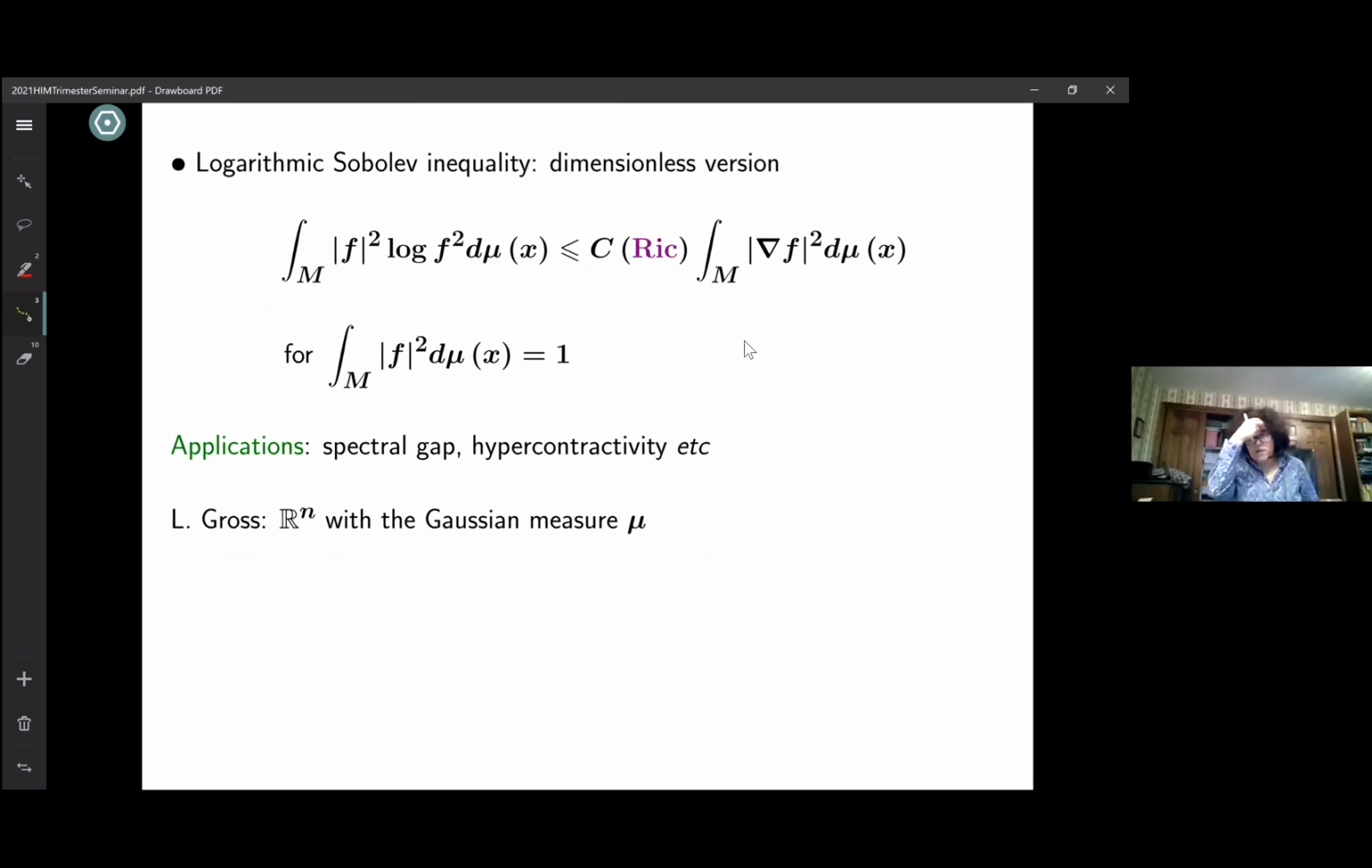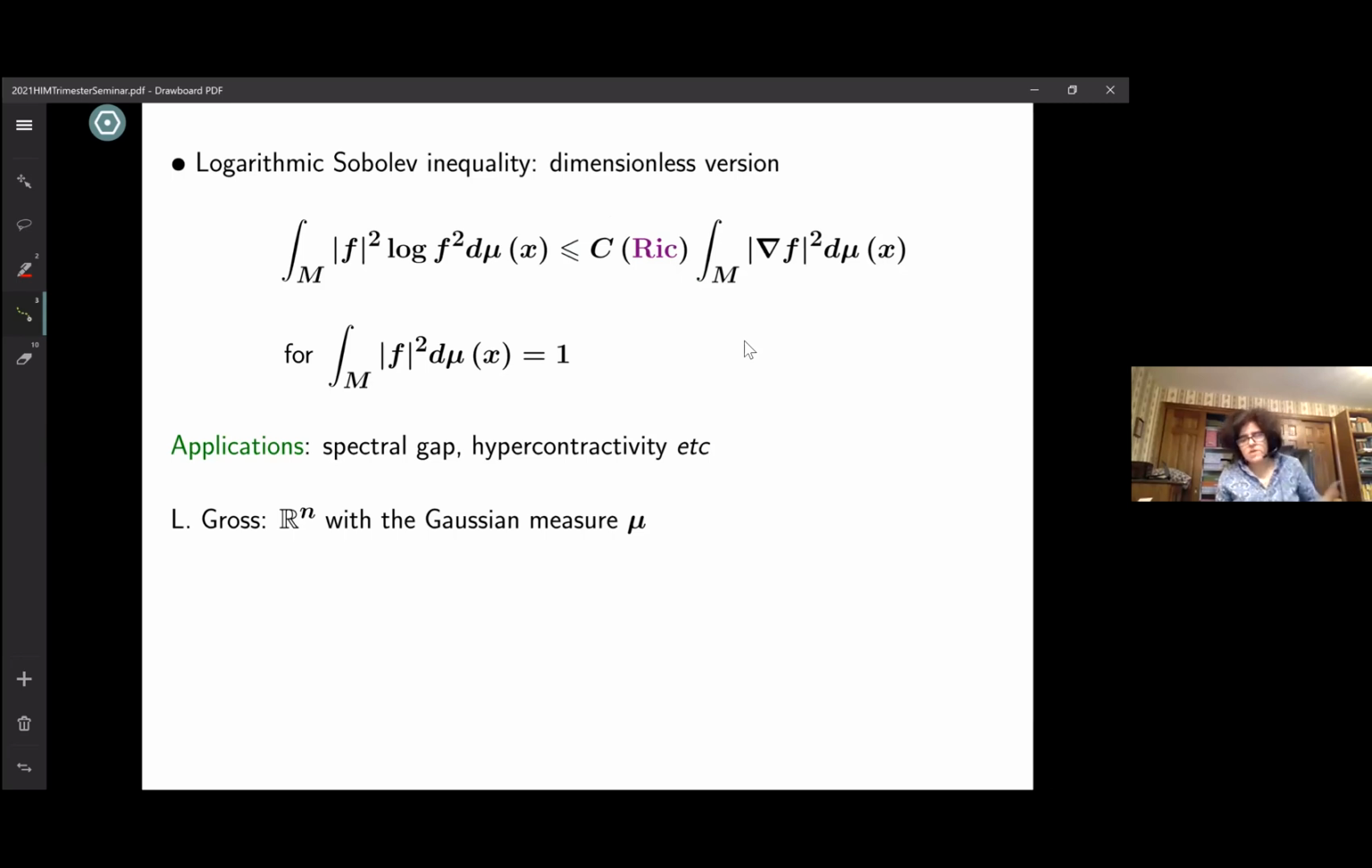So the inequality that deals with this problem of having the dimension in the constant, of course, is the classical log Sobolev inequality, which is due to Gross in Euclidean space with the Gaussian measure mu. And so that's the classical version of this for Riemannian manifolds, where the constant does depend on the Ricci usually, but the dimension is not there.